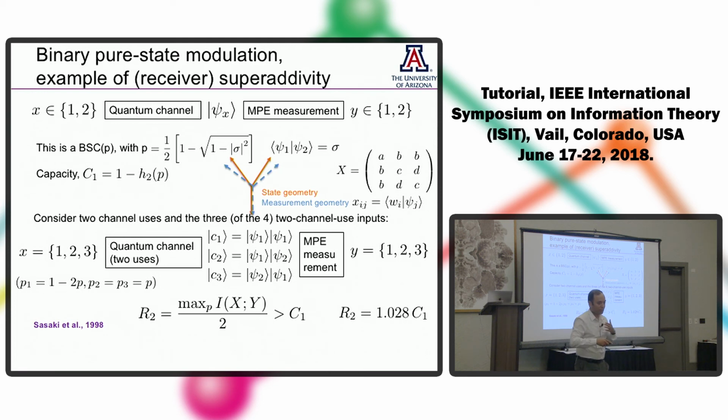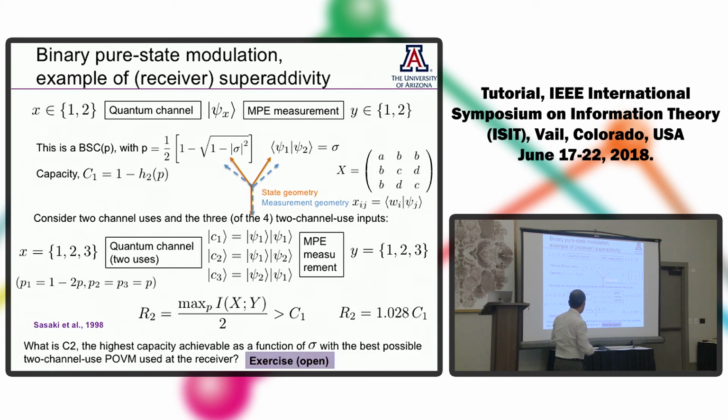So I don't want to cheat. So divide that by 2 and maximize over the prior probability P. This time what you get is a number that can be bigger than C1. Okay? And in the limit, when these two states come very close together, meaning sigma is very, very close to 1, your R2 is 1.028 times C1. This was an example that was proven in this 98 paper by Sasaki and co-authors.